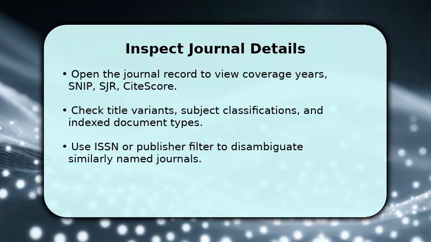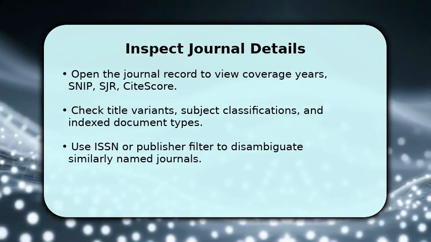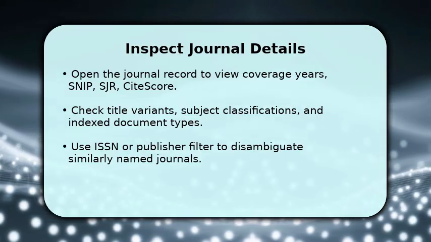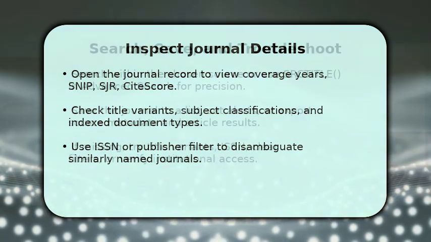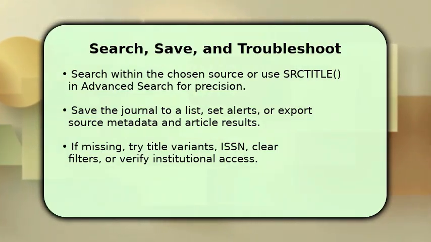If results still include similarly named titles, make sure to filter by ISIN or publisher. This disambiguates records. Use those details to decide whether to search inside that specific source or save it for later. Finish by searching inside the chosen journal or run an advanced search using SRC title, exact journal title, for precise retrieval. This helps you pull only articles from that source.